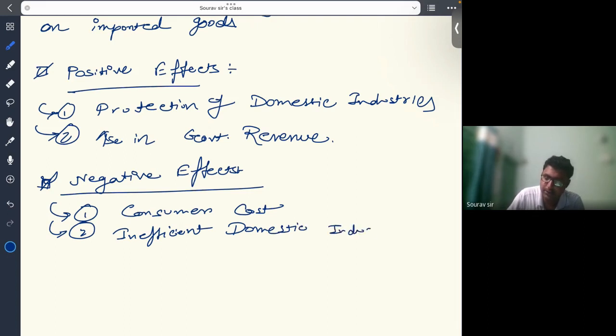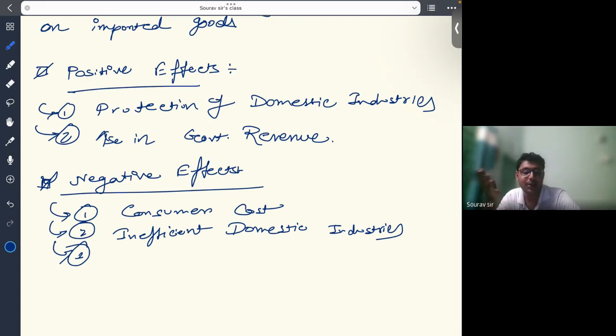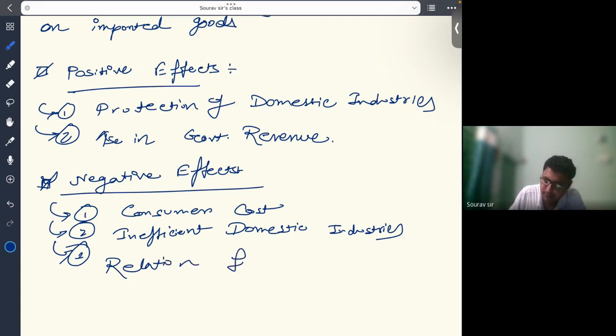The third point will be retaliation from trading partners. So other countries may retaliate by imposing their own tariffs on Indian goods, making it harder for Indian companies to export their products. So eventually, the relationship between these two trading countries worsens. So the relation with trading partners deteriorates actually.